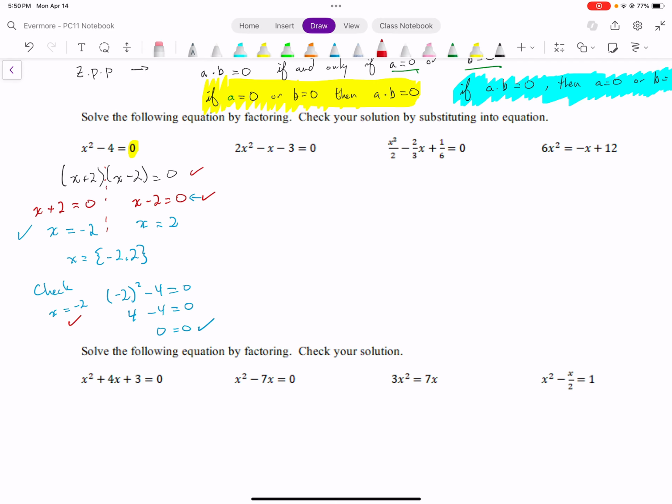I'll also do the next check. The next check would be when x is equal to +2. So we would have 2 squared minus 4 is equal to 0. I am just taking this equation right here, plugging in the value x is equal to 2, and what I have is 4 minus 4 is equal to 0. 0 is equal to 0, so that's true. So we have truth. So x is equal to 2 is also a solution. Now, checking is not necessary here, but it just tells us we're right.